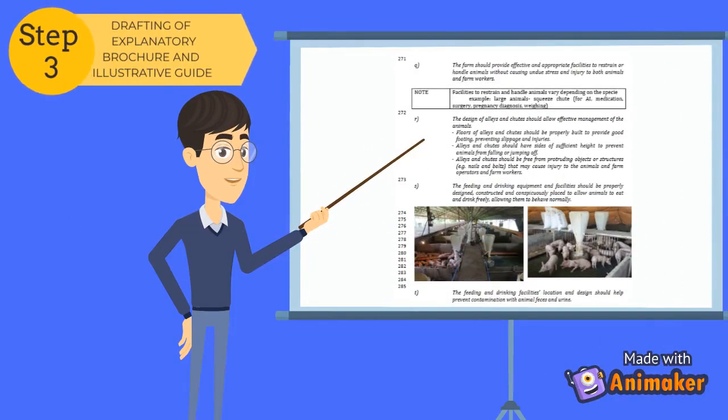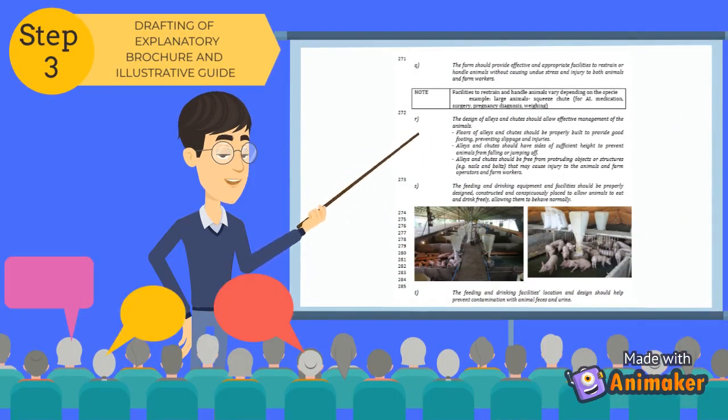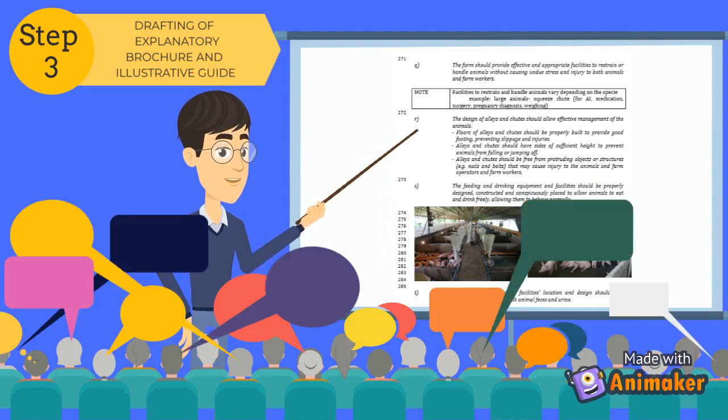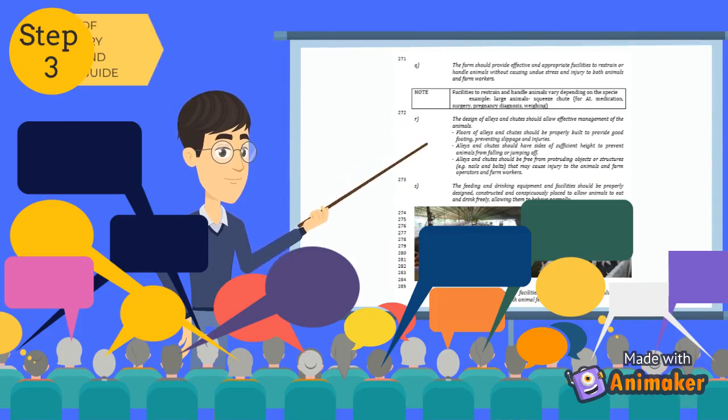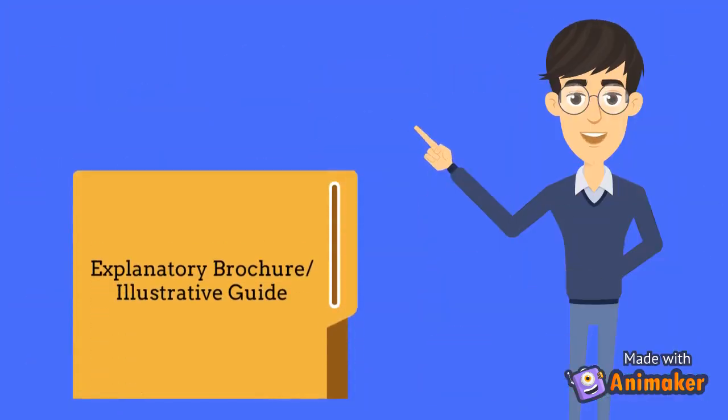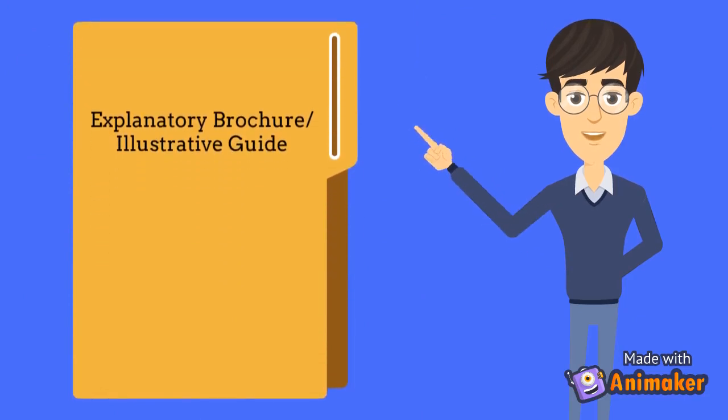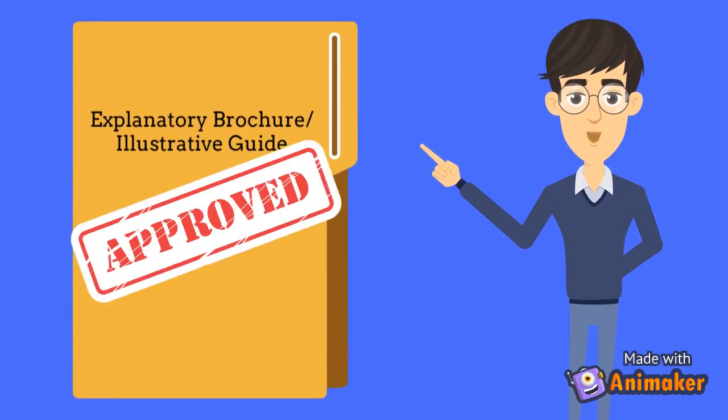The draft Explanatory Brochure and Illustrative Guide will be subjected to validation with stakeholders through consultation. Comments and suggestions will be taken into consideration in revising the draft. The final draft of Explanatory Brochure and Illustrative Guide will be endorsed to the BAFS Director for approval.